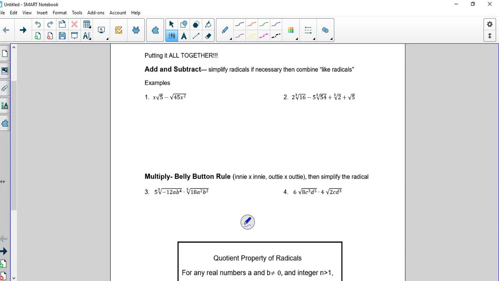So right now it looks like number 1 is not like, but remember, radical 45 breaks down to radical 9 times radical 5, which simplifies to 3 root 5. Looking better. Plus the square root of x squared is x. Remember, 2 divided by 2 is 1. So what we end up with here is x root 5 minus 3x root 5. So we have 1x root 5 minus 3x root 5, which is negative 2x root 5.